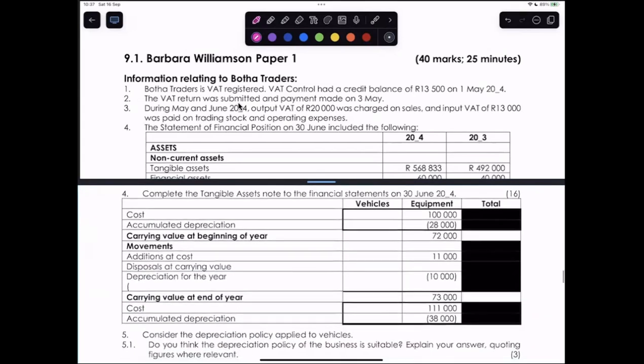We then need to complete the tangible assets note to the financial statements. Whenever you're doing a tangible assets note, it's always useful to do T accounts for your assets. Now, in this case, you can see that the equipment figures have all been included. So we can just do for vehicles on the side. We can abbreviate as much as we like in our T accounts because they're just for us to see what's going on.